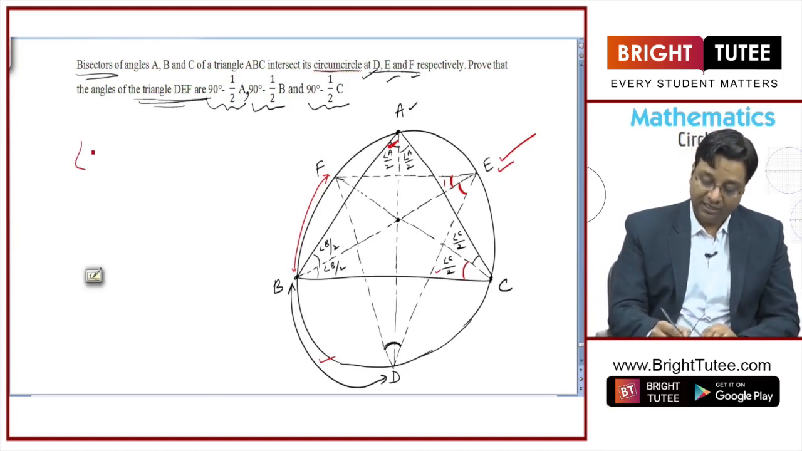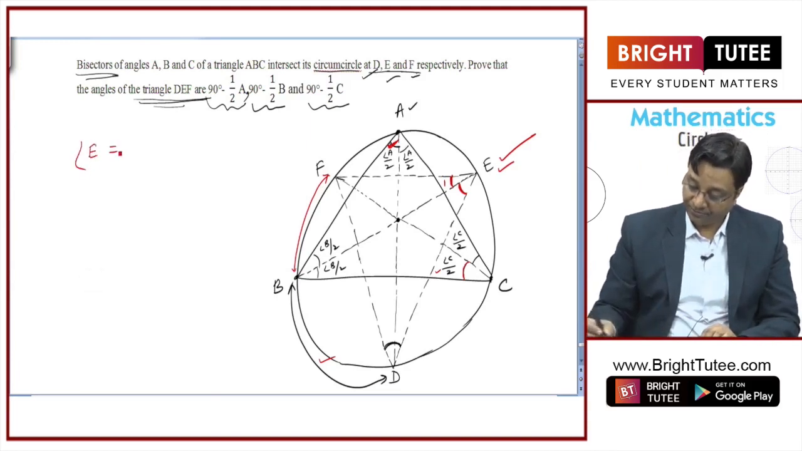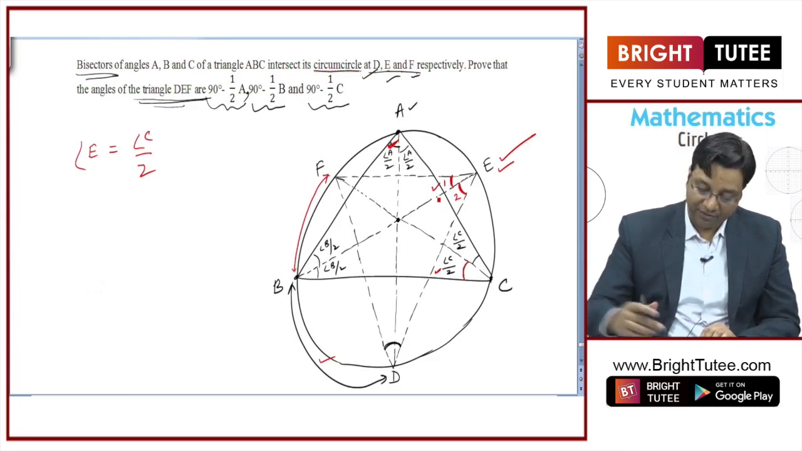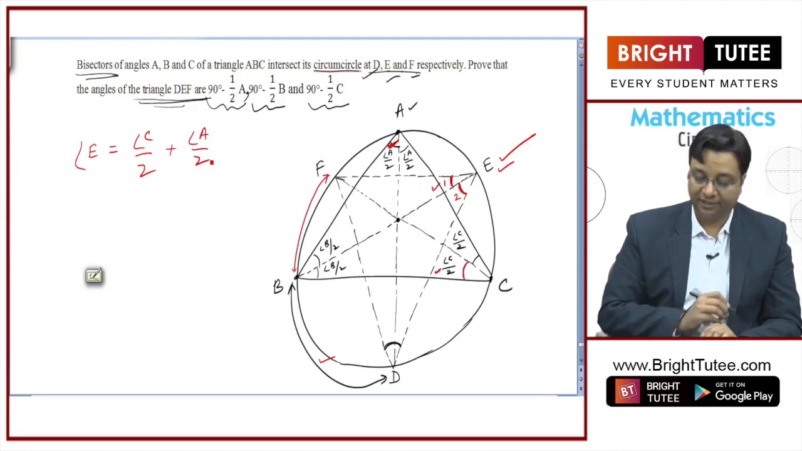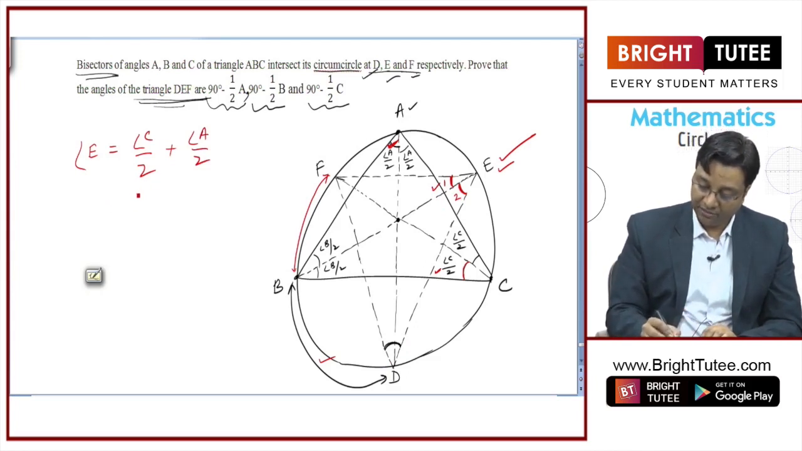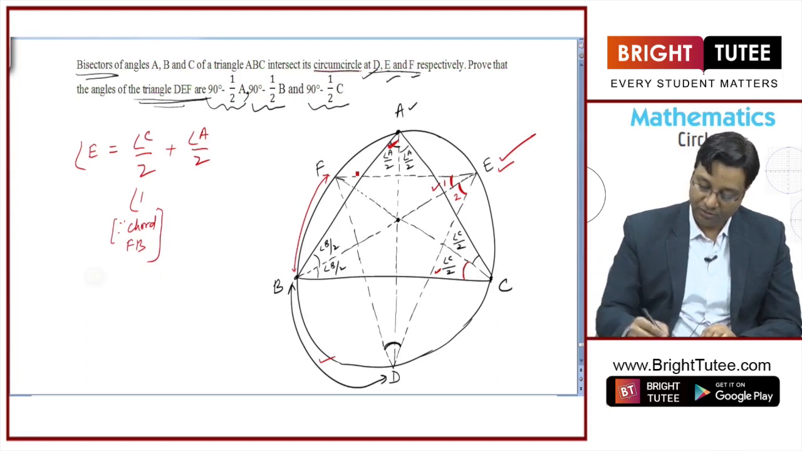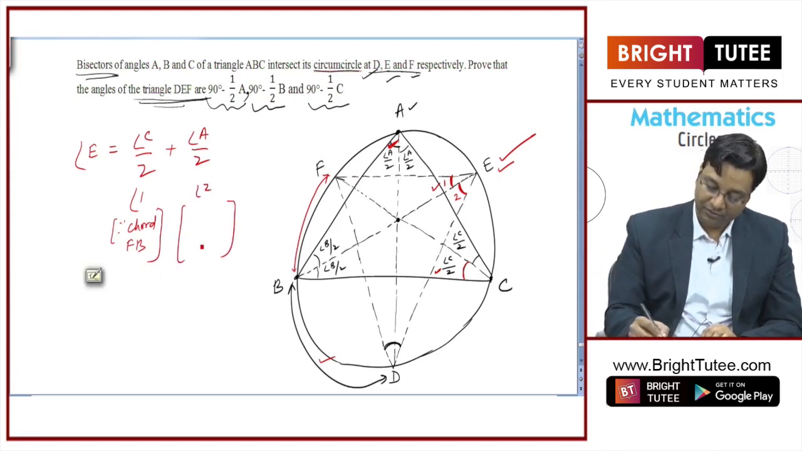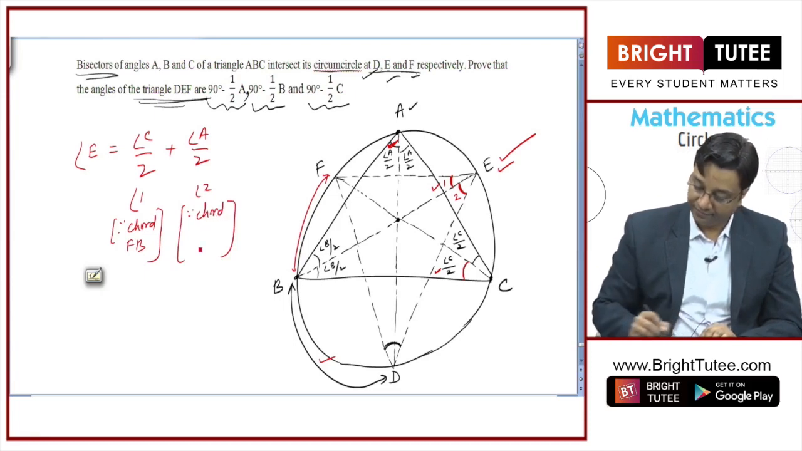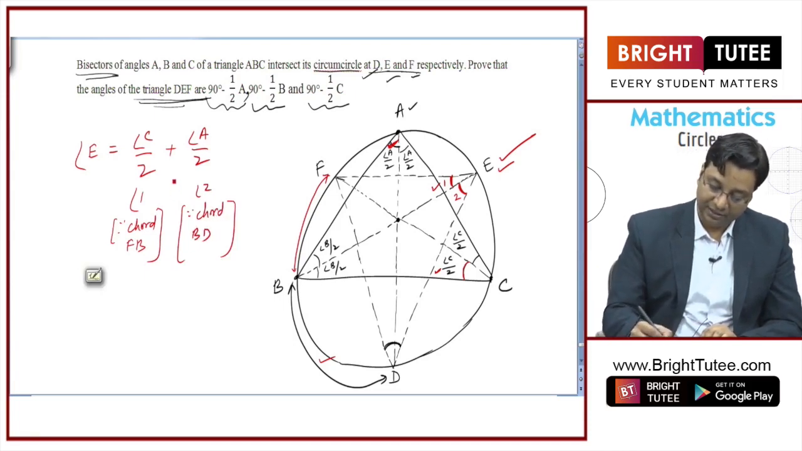Now what can I say about angle E? It is equal to angle C by 2, because this part is equal to angle C by 2, and the part 2 is equal to half of angle A. So it is half of angle A. Angle C by 2 is nothing but equal to angle 1 because of chord FB, right, and angle A by 2 is equal to angle 2 because of chord BD, right. This is the reason.